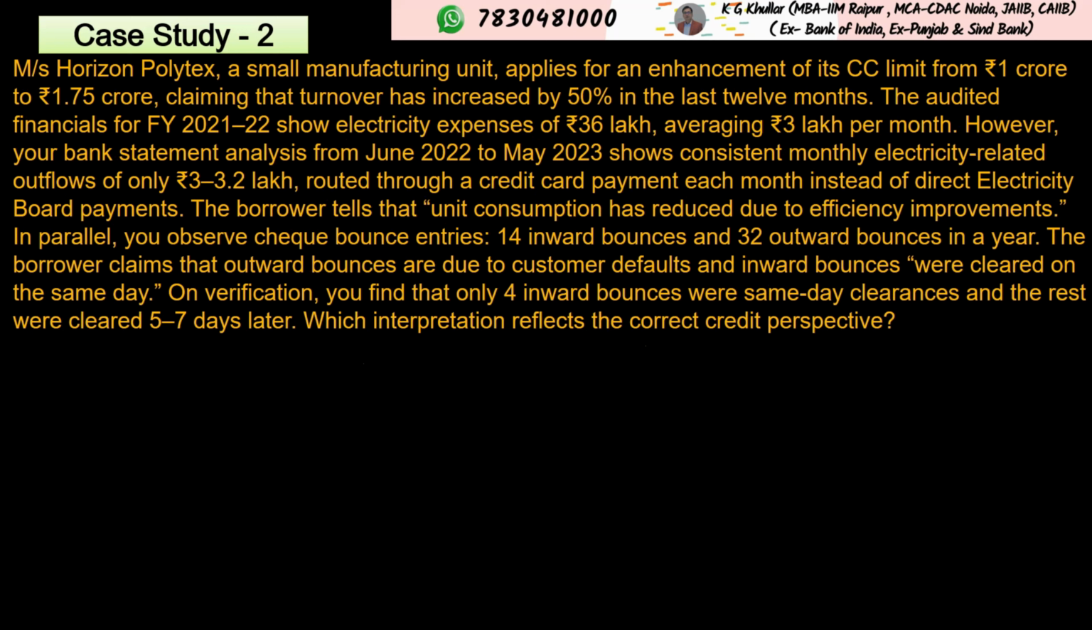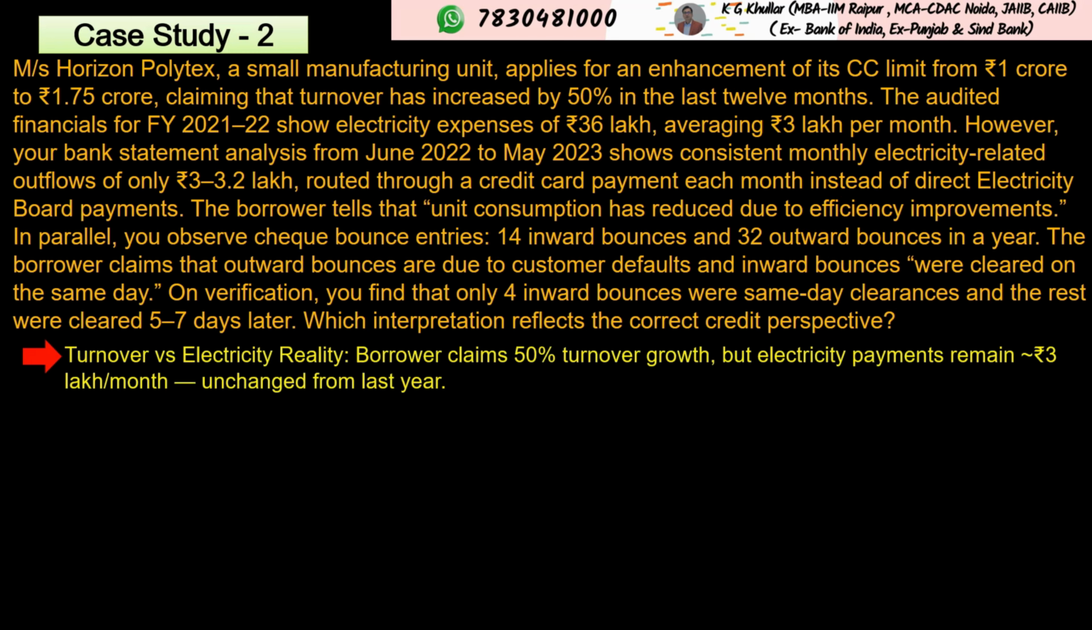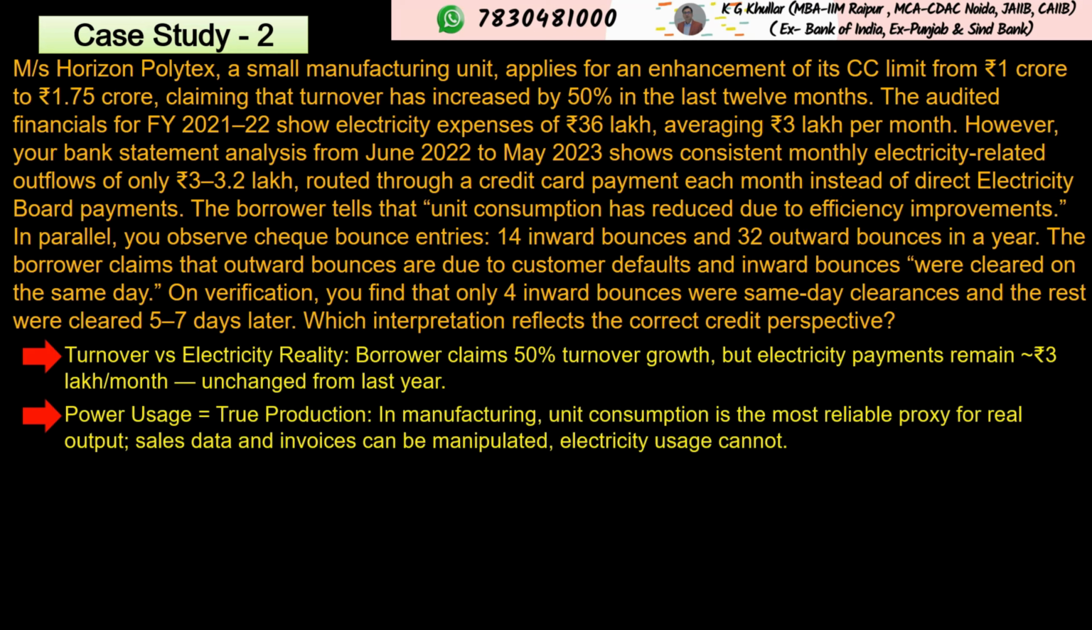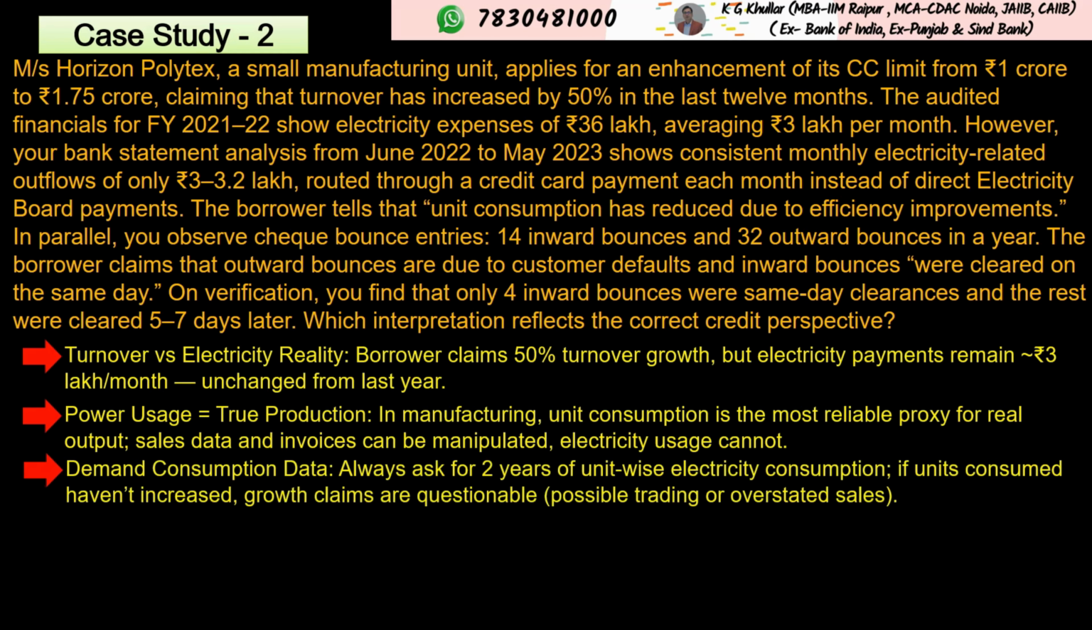Now friends, in this case study, the borrower is claiming a 50% increase in turnover, but the electricity payments in the bank statements are still around rupees 3 lakhs per month, which is exactly same as the last year. Now you and I both know that in a manufacturing unit, electricity consumption is one of the most reliable indicators of actual production. Sales can be inflated, invoices can be timed differently, but electricity usage rarely lies. Even if the borrower routes payment through a credit card, the underlying power consumption remains the same. If production has genuinely increased by 50%, unit consumption must increase. Tariffs may change, but unit consumption cannot magically drop.